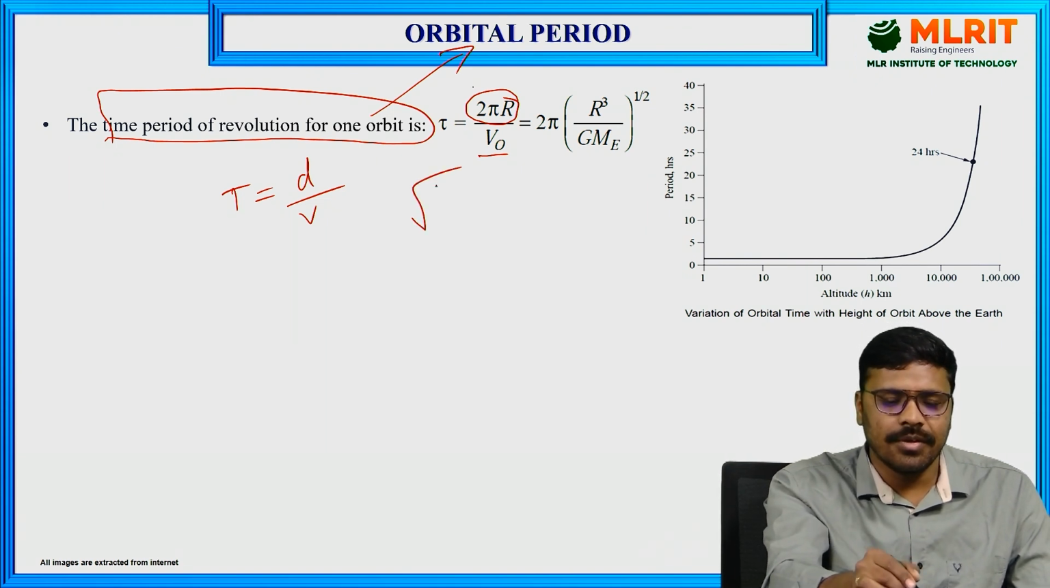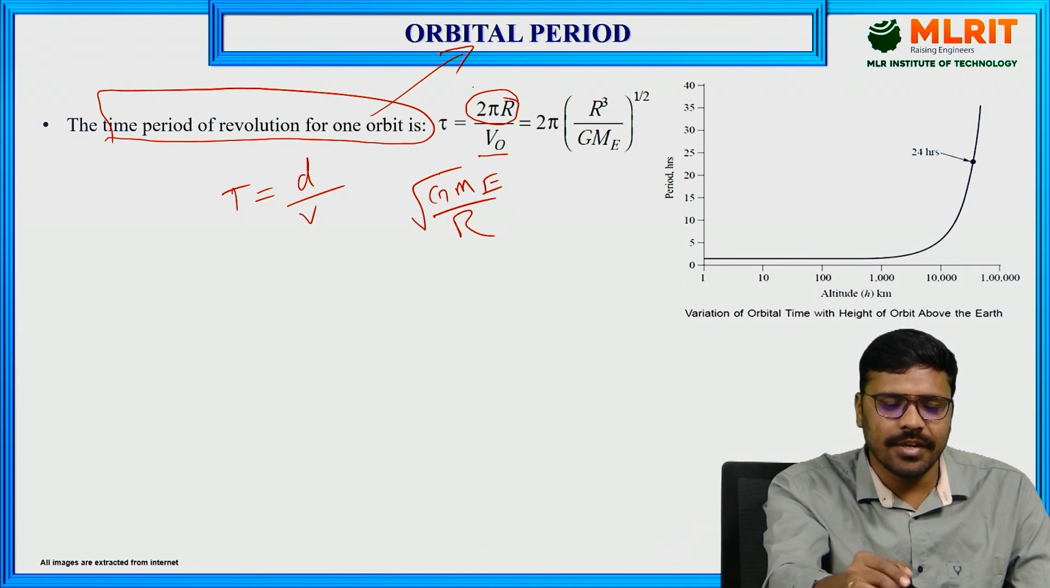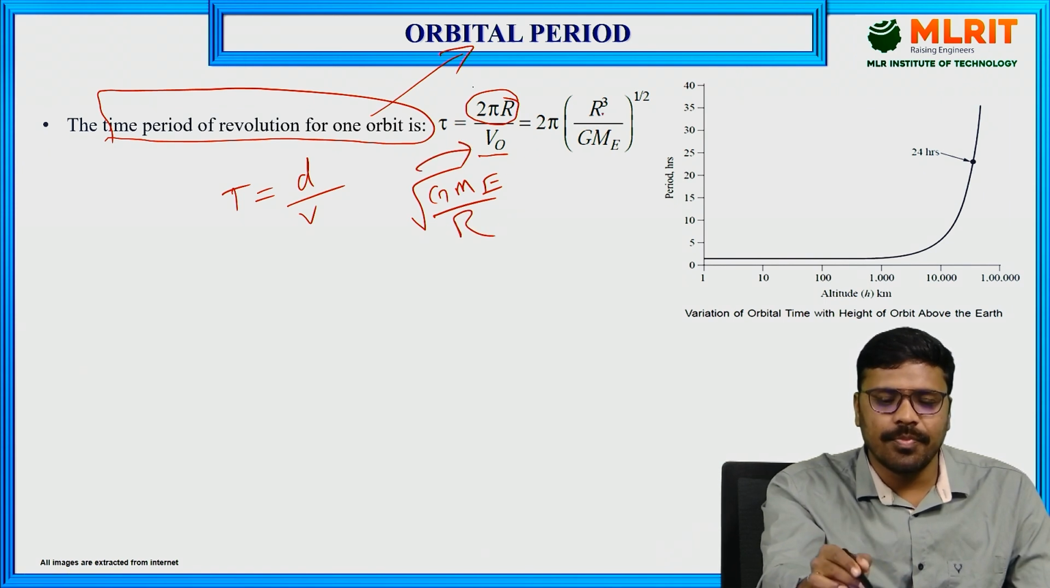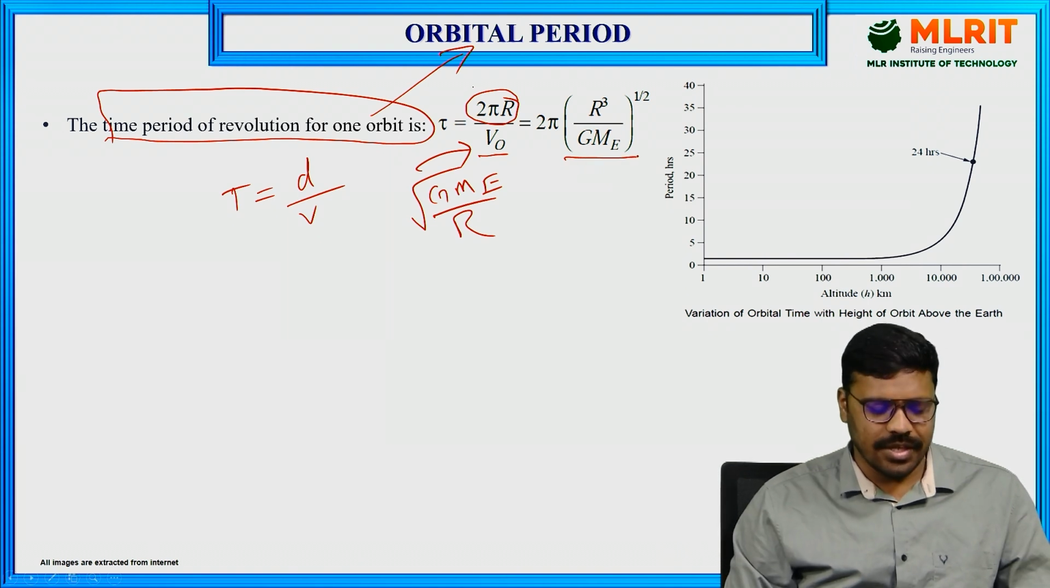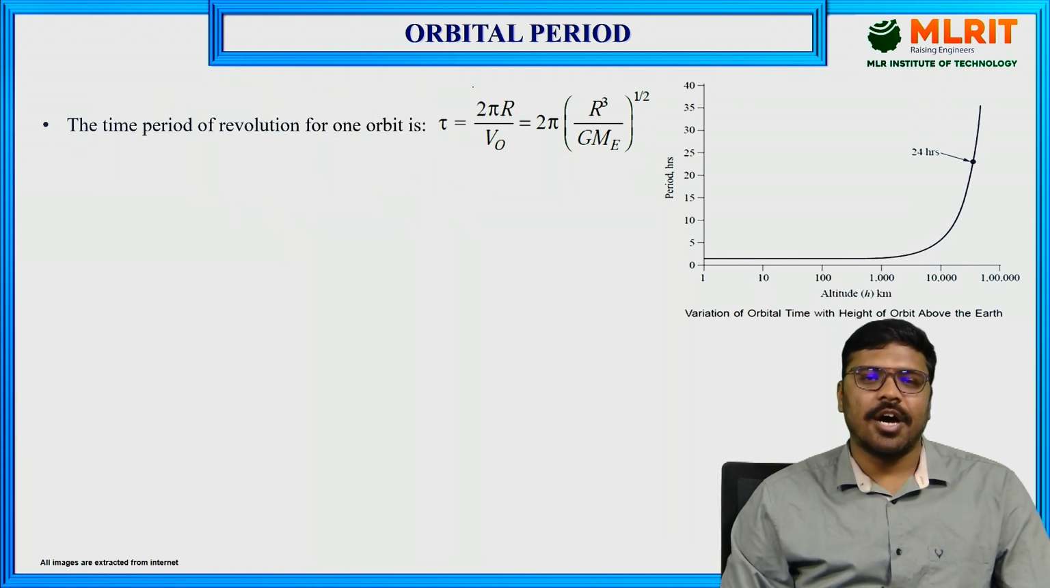Then if you substitute 2 pi r by V0, and you know the equation for V0, that is under root G Me by R, and substitute V0 here, then you will get 2 pi into under root R cube by G Me. So this is the equation which we will get for the orbital time period.